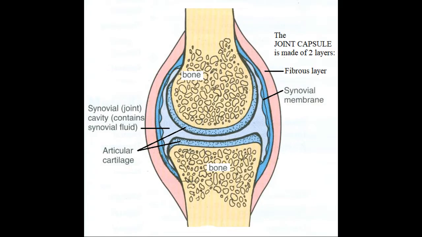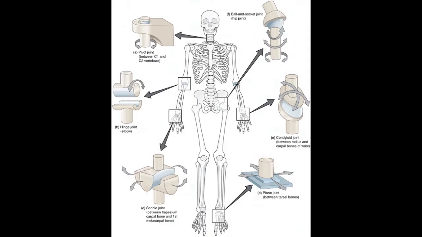In our last lesson, we learned about the structure of a synovial joint, how the bones are covered in articular cartilage, and the joint is held together by a joint capsule, which is made of an outer fibrous layer and an inner synovial membrane. And that synovial membrane makes the fluid that fills the space called the synovial cavity. So all the joints that we're going to be discussing today have that same basic structure. What we're going to concentrate on today is how those different joints are able to move. And there are 6 different kinds of synovial joints.